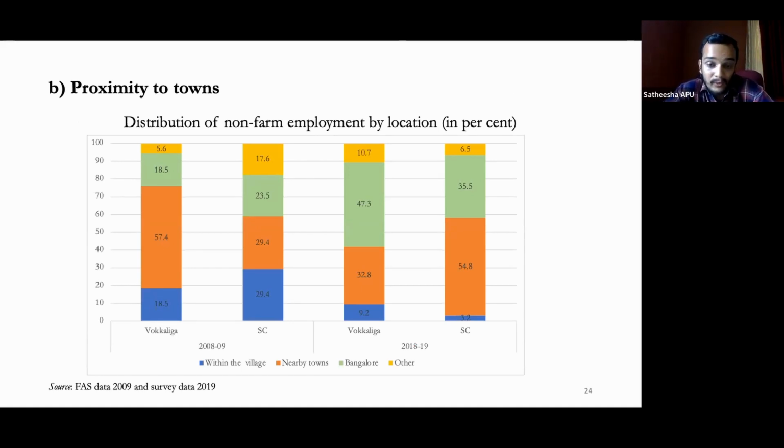Second could be the proximity to towns. If you look at Vokkaliga, migration is the major form of accessing non-farm employment. Around 47.3% of the employment is located in Bangalore. Whereas for SC, and all other communities except Vokkaliga, commuting to nearby towns is the major form of accessing non-farm employment.